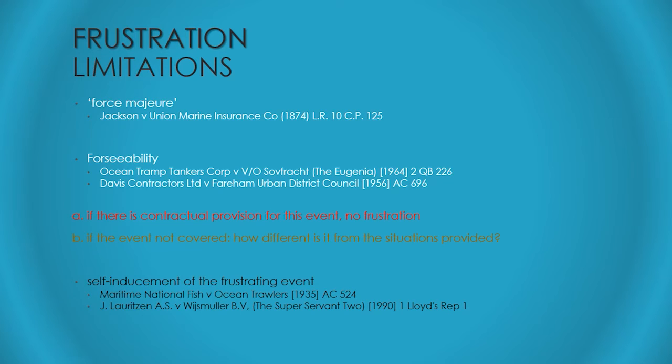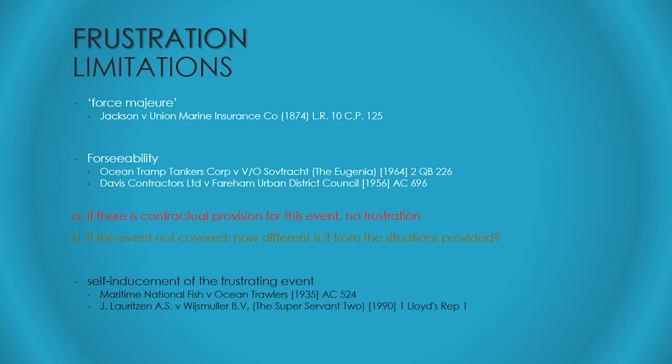First, we will deal with the issue of foreseeability. The case of Ocean Trump Tankers, the Eugenia, from 1964, illustrates these key limitations well. First of all, we can consider how foreseeable the event needs to be to prevent frustration. First, if there is contractual provision for this event, then we have no frustration. Secondly, if the event is not covered, how different is it from the situations provided?